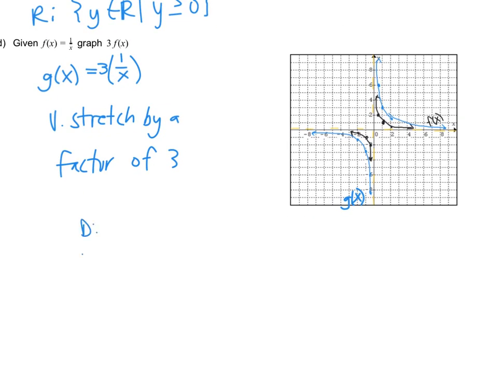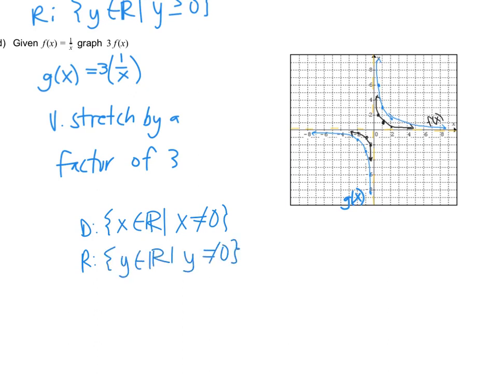So for the domain and range, it is the same as the original rational. So x cannot equal 0 because of the asymptote. And for your range, y cannot equal 0 as well.